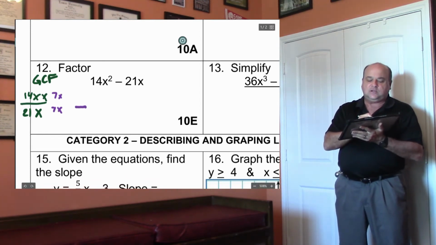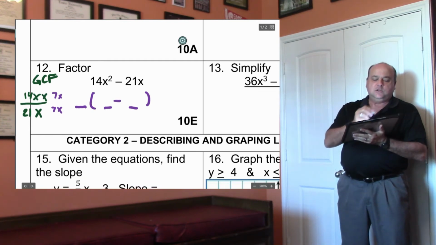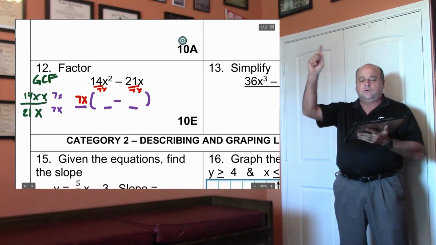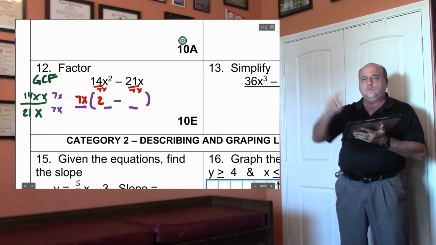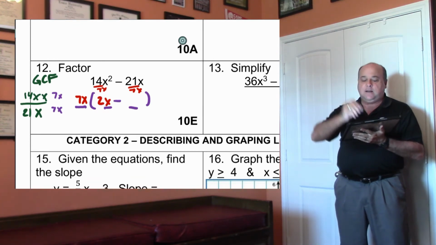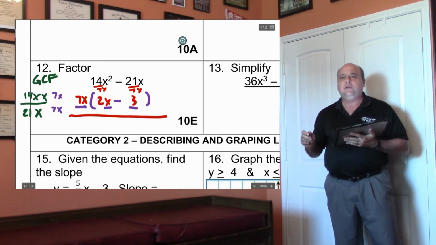So to get this answer, we're going to take the GCF out. Okay? So I'm going to pull a 7x out of here, and basically I'm going to divide by the GCF. So 14 divided by 7 is 2. X squared divided by x is just x. A negative divided by a positive is a negative. 21 divided by 7 is 3, and the x's cross out. This would be the answer.